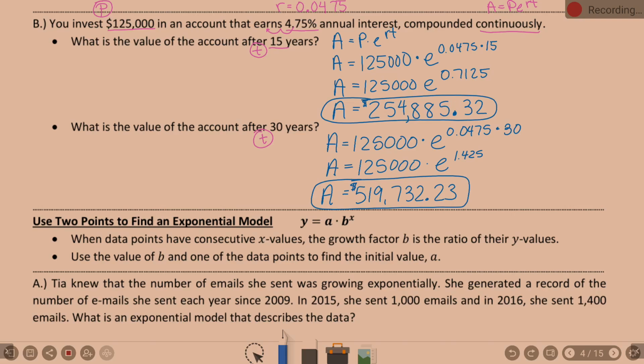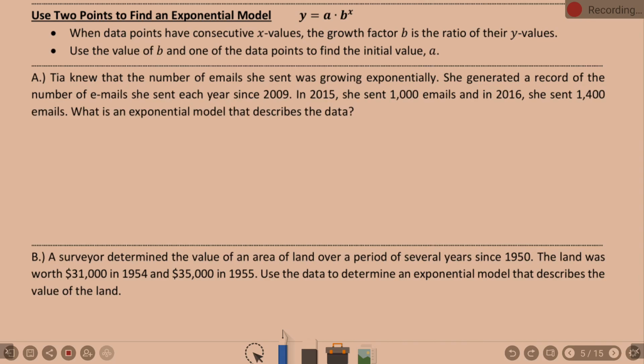Okay. We've got one last topic to address. We're going to talk about how to write an equation in exponent form when you're given 2 points. Like back in the basics of Algebra 1, if you're given 2 points, we talk about how to write the equation of a line, where you have to find the slope and the y-intercept. Here, given 2 points, how can we write an exponential equation?